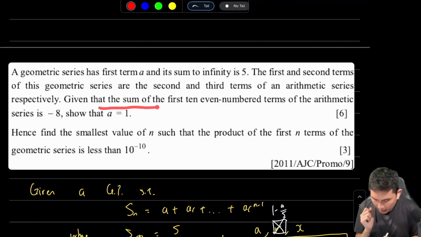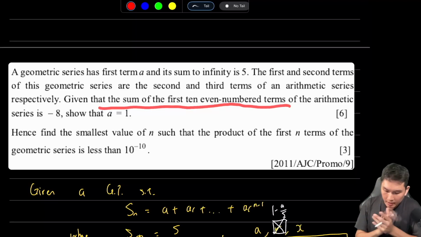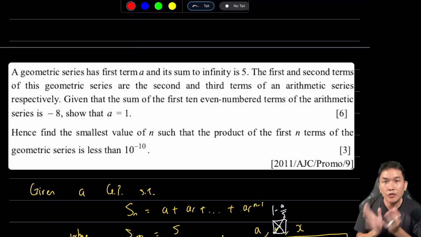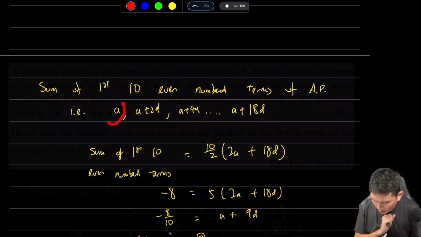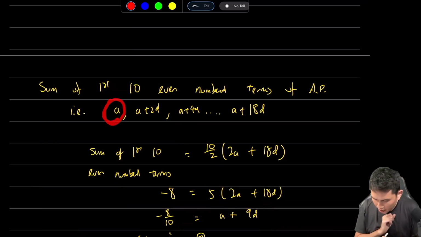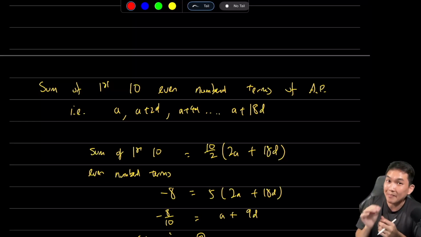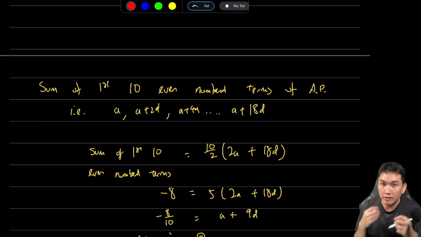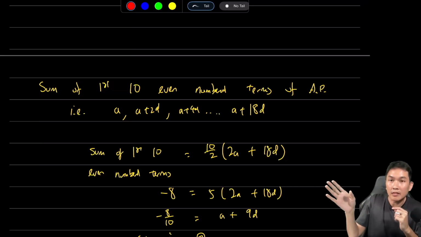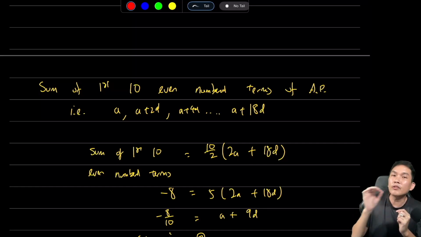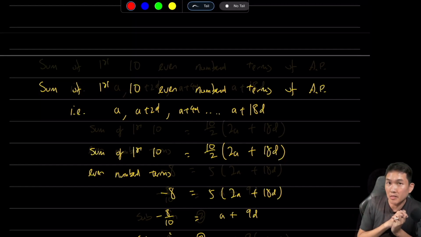Given that the sum of the first 10 even numbered terms. This is also something new that you might not have seen before, term number 2. This looks strange. This might look like the first term, but it's not, remember. The first term of AP is actually A minus D. Take some time to digest that. List it out if you have to. List out the whole AP, starting with A minus D, A plus D, A plus 2D, A plus 3D, and so on and so forth. Then you can start to see where your even numbered terms are.